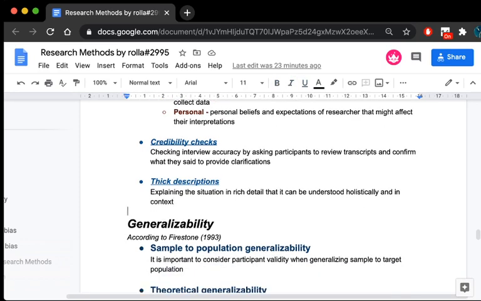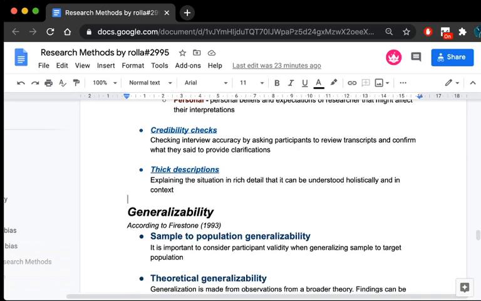Last but not least, we have thick descriptions. So it's basically, you want that thick, rich detail when you explain a situation, like, if possible, every single detail of it.